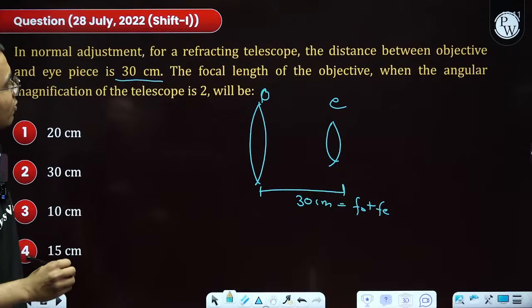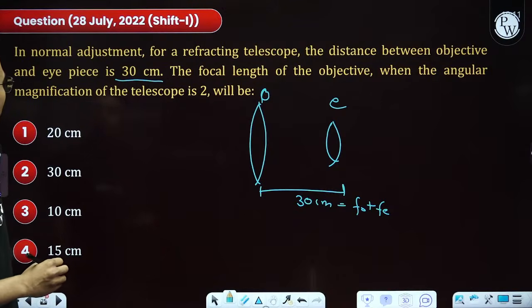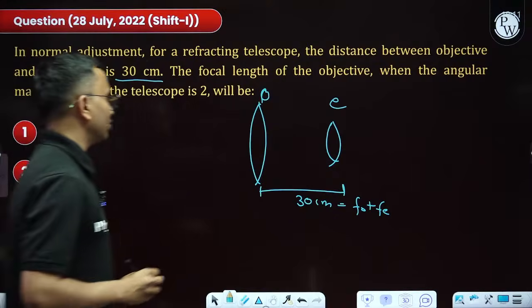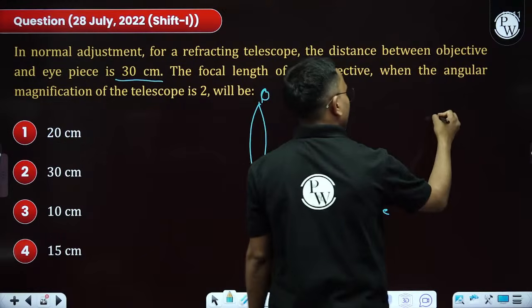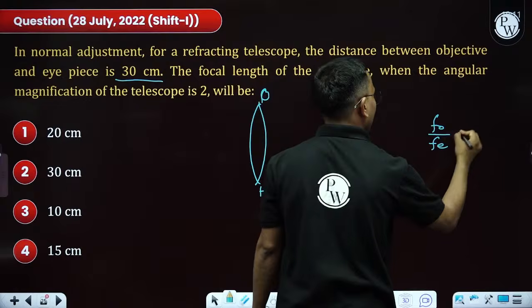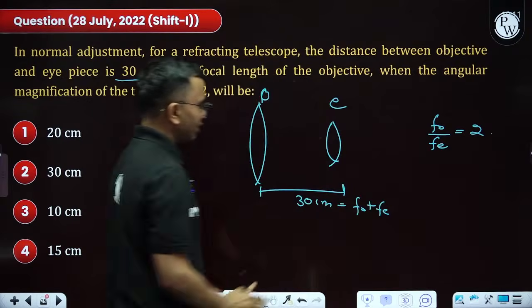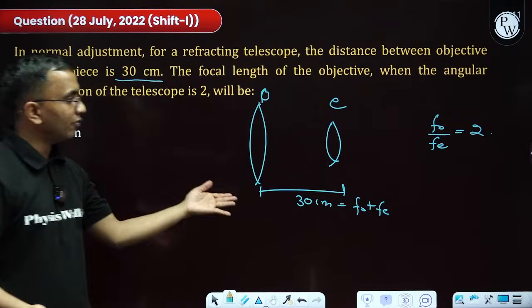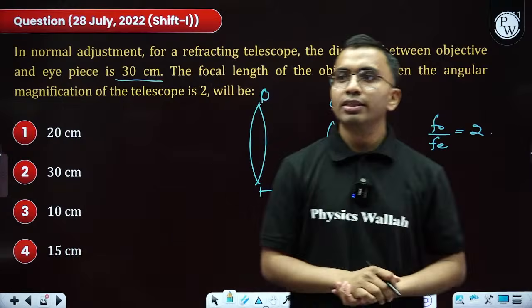The focal length of the objective when the angular magnification of the telescope is 2. Angular magnification is F naught by Fe. So F naught by Fe is given as 2. F naught plus Fe is given as 30. From here we can find what is F naught, what is Fe.